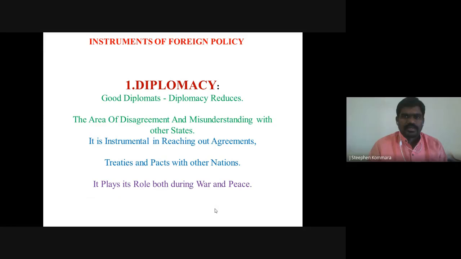First one, diplomacy. Good diplomats are always working, and diplomacy reduces problems. Actually, diplomacy in Telugu is called Dautyam.